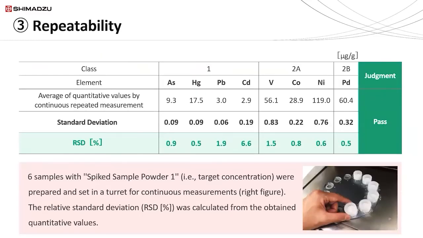Repeatability. 6 samples of spiked sample powder 1 were prepared and set into a turret that you see here. And we calculated an RSD from that. And it met the criteria, I believe it's no more than 20% RSD. It passed very well within specifications.